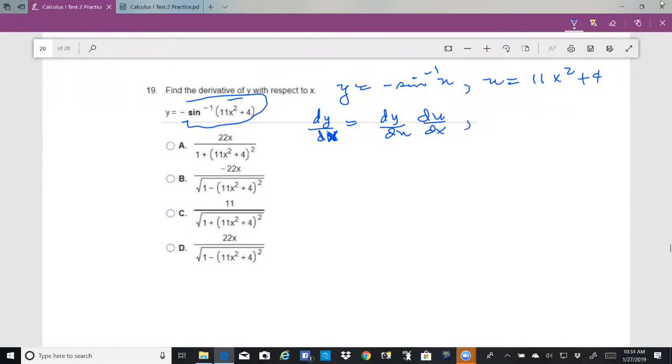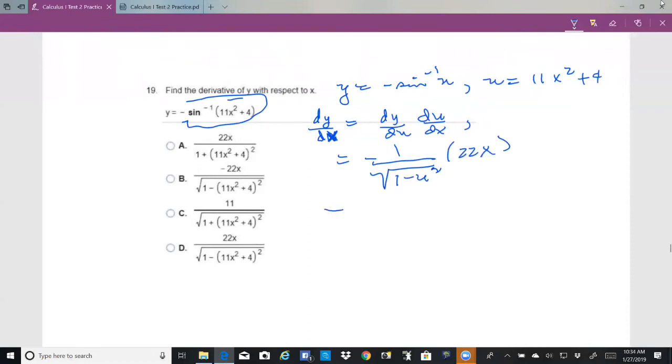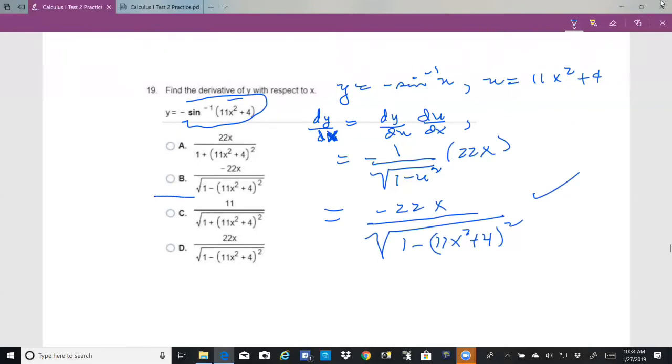dy/du is equal to minus 1 over the square root of 1 minus u squared. du/dx is equal to 22x. So we have minus 22x times the square root of 1 minus u squared. Now u, remember, is 11x squared plus 4. So the answer is minus 22x over the square root of 1 minus quantity 11x squared plus 4 squared, which looks like answer B.